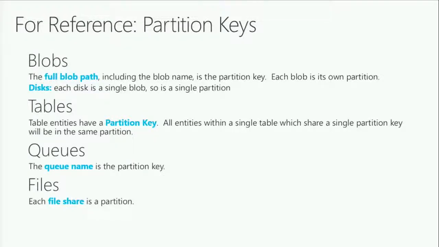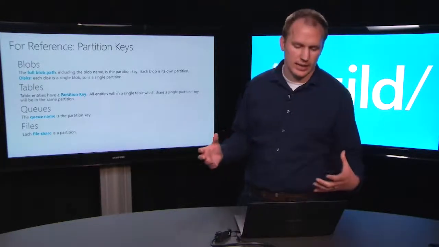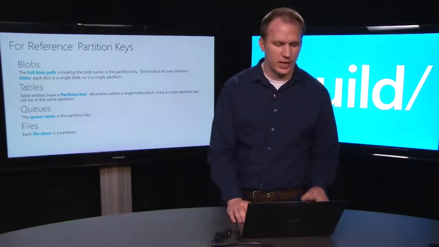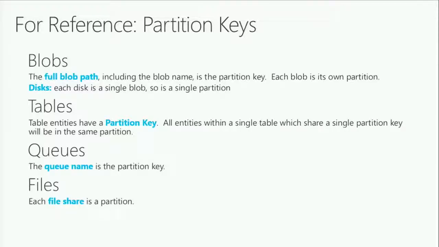For reference, the partitions are specified differently for each of the data types. For blobs, the full blob path, including the blob name, is the partition key. Essentially, each blob is its own partition. For tables, the table entities each have a partition key that you specify. You may have multiple entities within a single partition key, but all of those will always be served by the same partition server. Then queues, the queue name is the partition key. So all messages in a single queue will be served by the same partition server. And then for files, a single file share is a partition key.